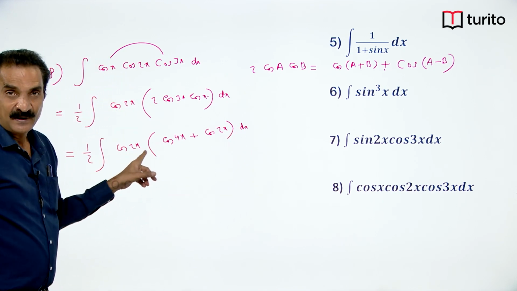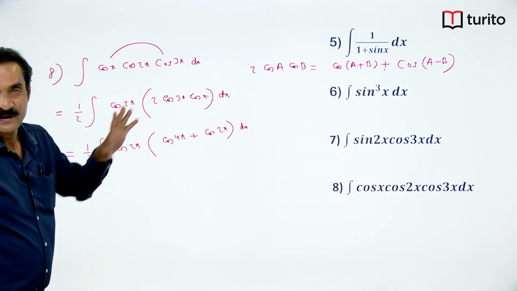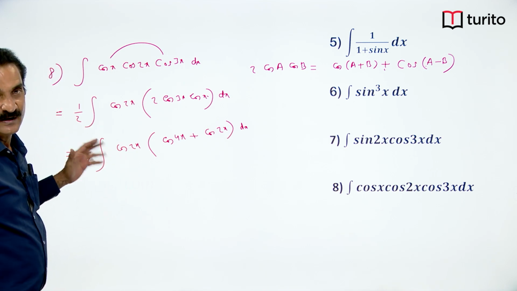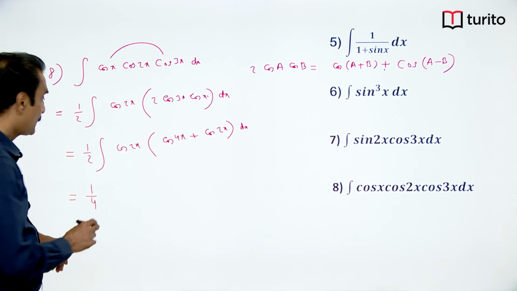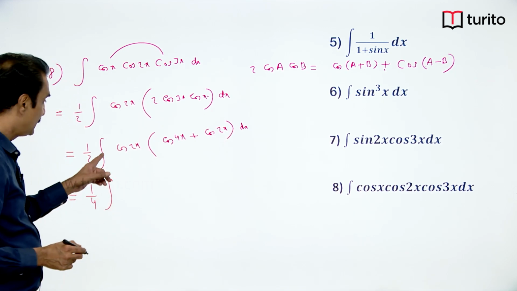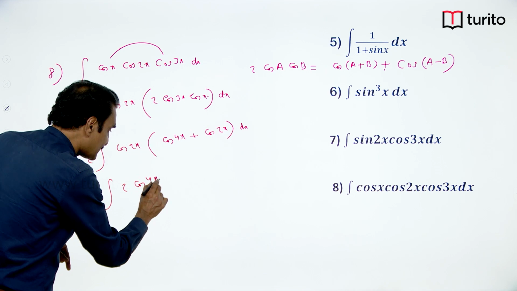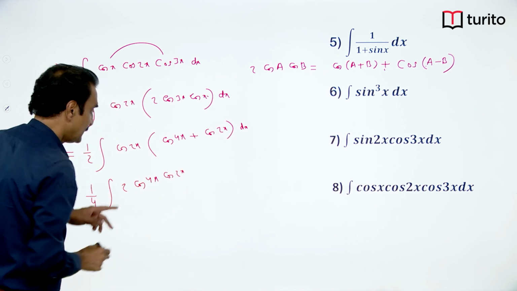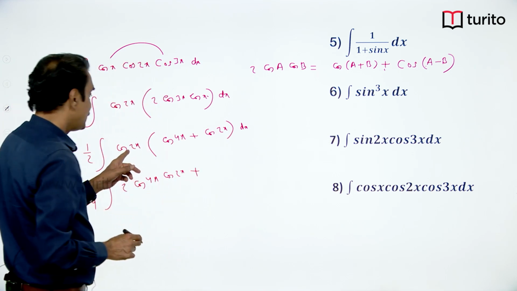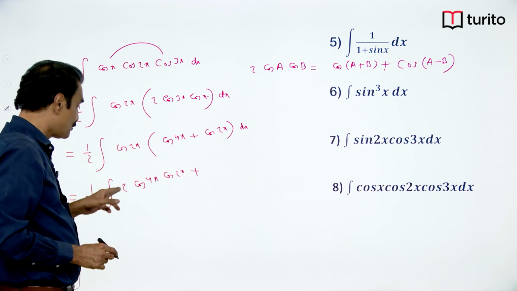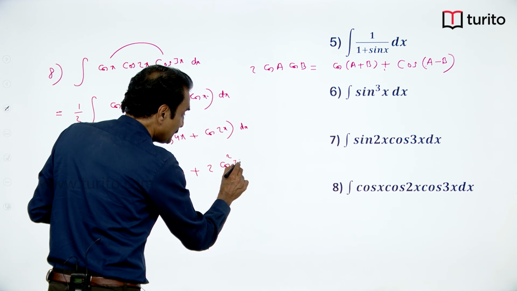Again, after multiplying by cos 2x, this becomes a product. We have to apply that formula. So, multiply by another 2 and divide by 2. You will get 1 by 4 into integral, multiplying by 2, cos 4x cos 2x. First write the larger angle, then the smaller angle, plus the second term, this into this, cos square 2x into 2, cos square 2x.